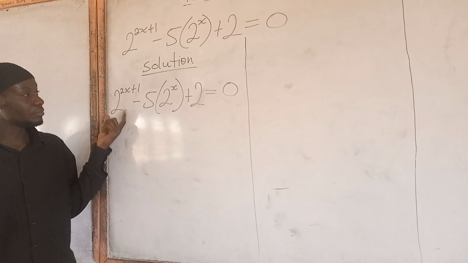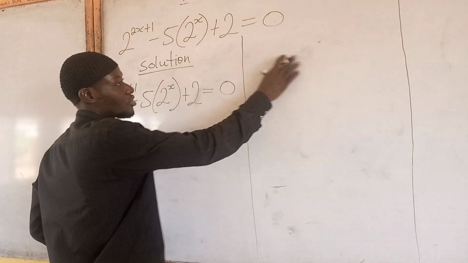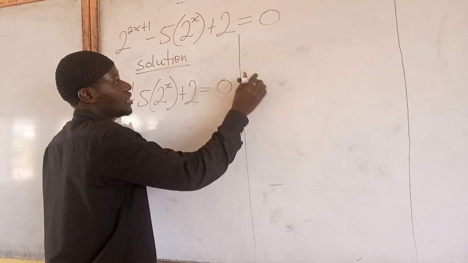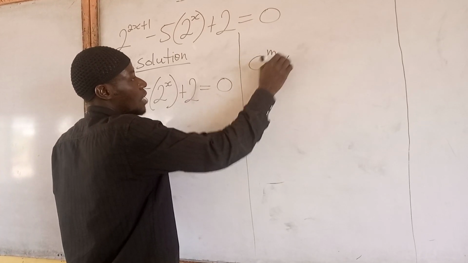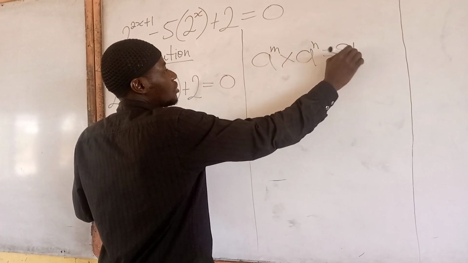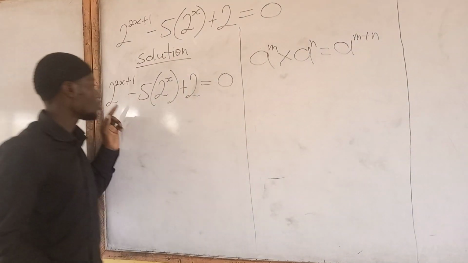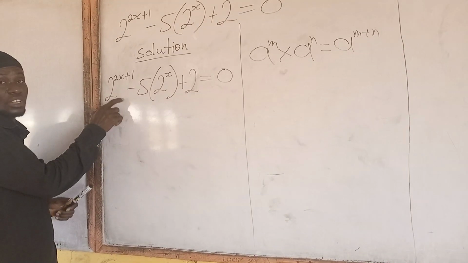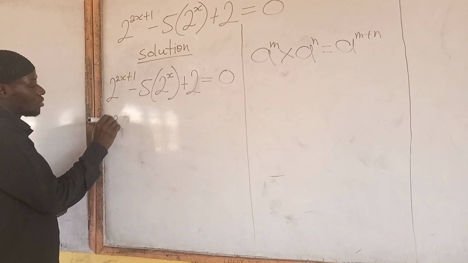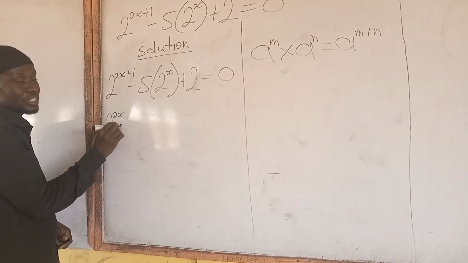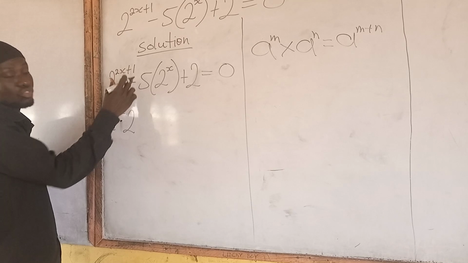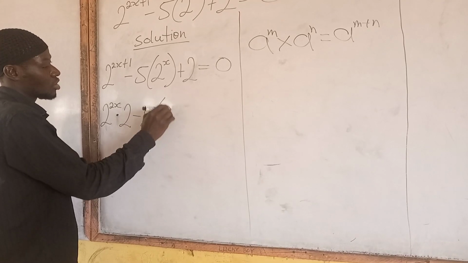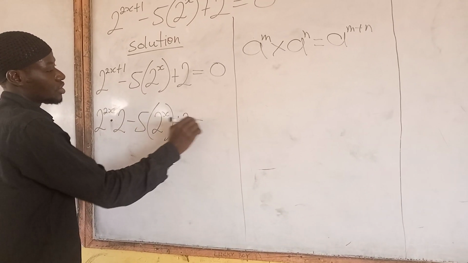And so the first term is the concept from indices that a to the power m times a to the power n is equal to a to the power m plus n. So this is a product of 2 to the power 2x times 2 to the power 1. We write it as 2 to the power 2x times 2 to the power 1, and 2 to the power 1, of course, will be 2. So we leave it like this, minus 5 bracket open 2 to the power x plus 2 is equal to 0.